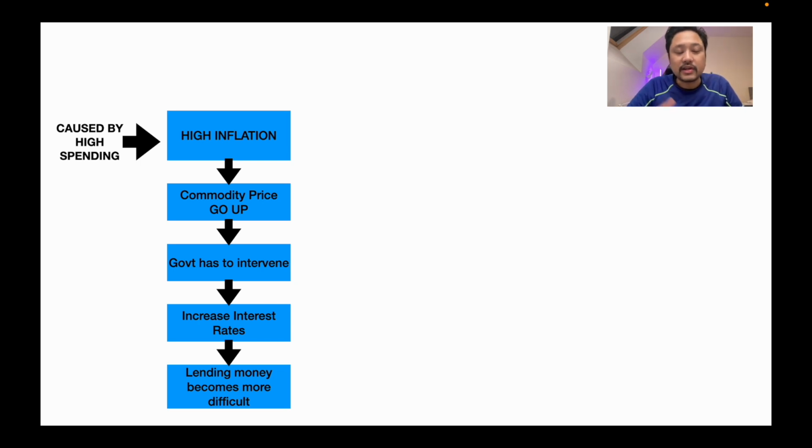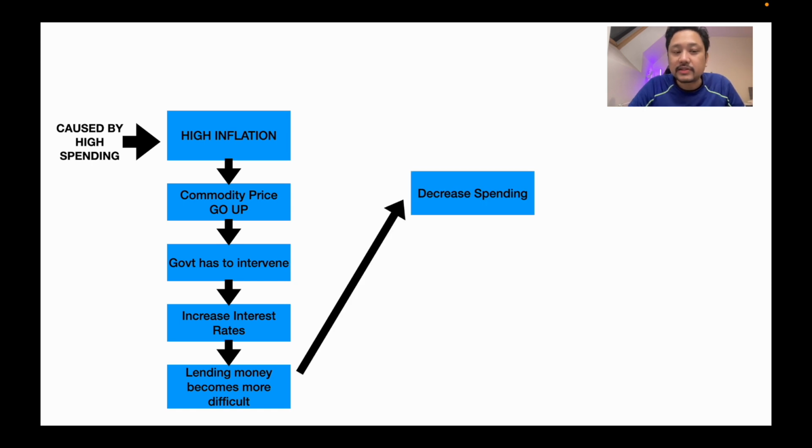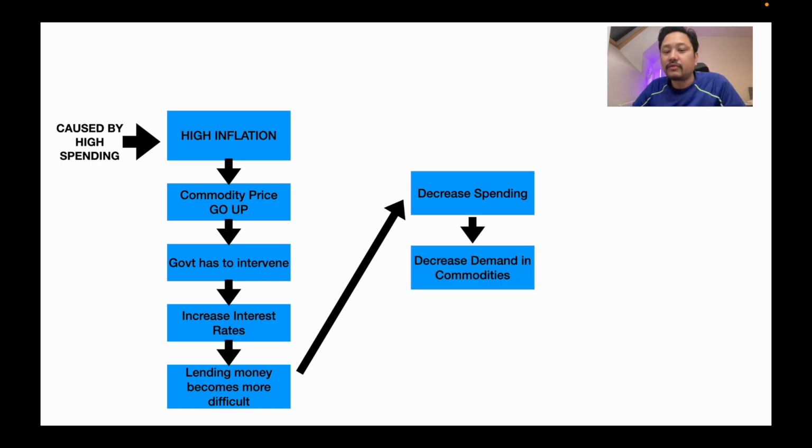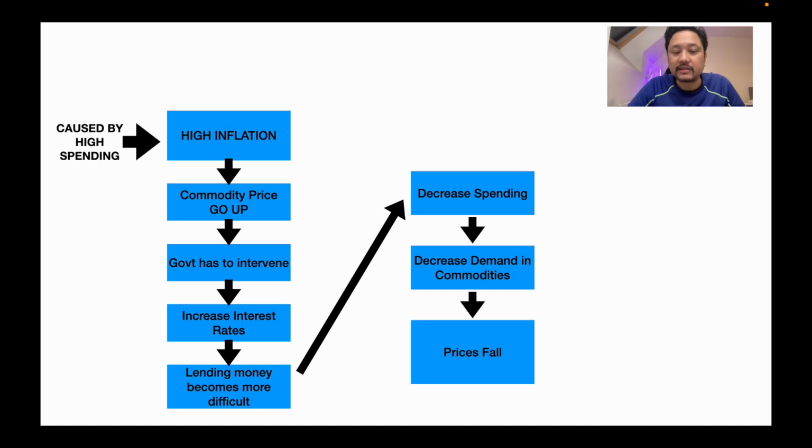When interest rates increase, lending money becomes very difficult. It's very difficult to start a company, it's very difficult to buy a house or buy cars because the interest rate is very high, and of course the monthly payment for a car or your mortgage is really high. As a consequence, there will be a decrease in spending overall. When there's a decrease in spending, the demand for the commodities decreases as well. As a result, prices fall in the long run when interest rates go up.